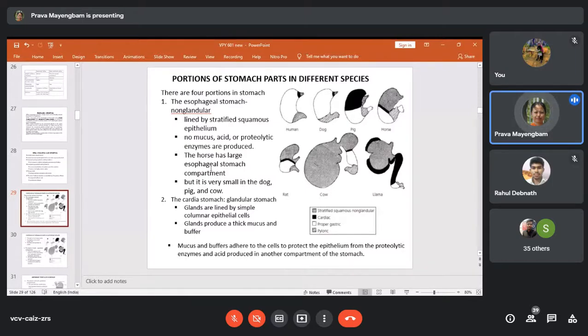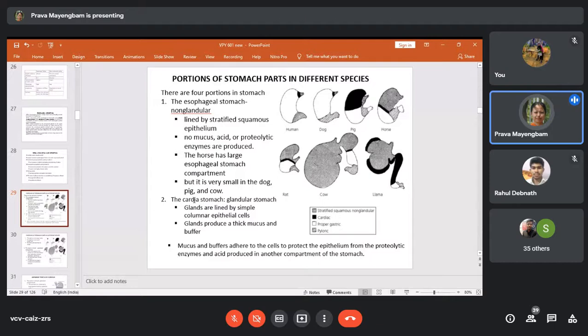And the horse has a comparatively larger esophageal stomach compartment, but this portion is very small in the dog, pig, and cow. So we are talking about the true stomach portion. But this kind of non-glandular portion is present in the forestomach. In the stomach this will be continued, and that is very little in the cow, in the abomasum portion.